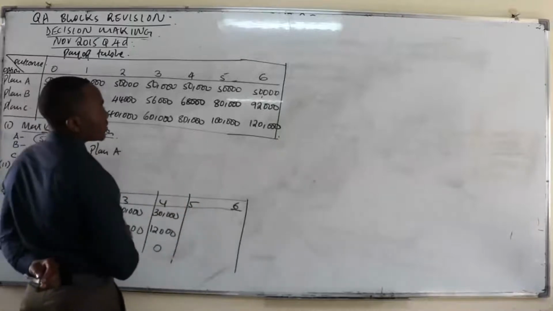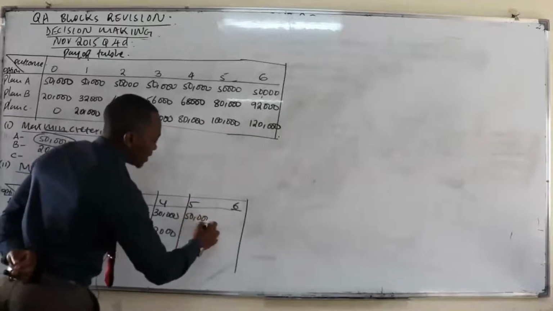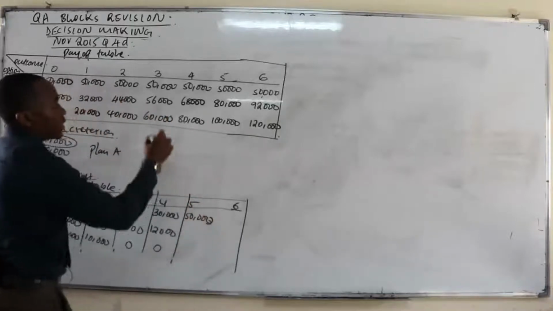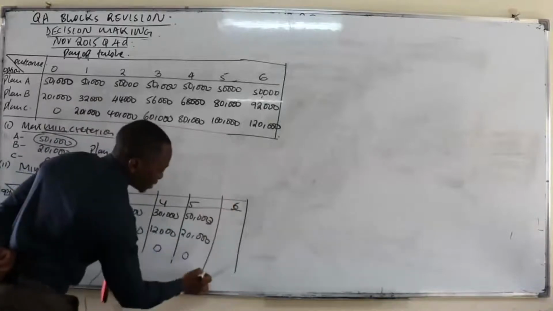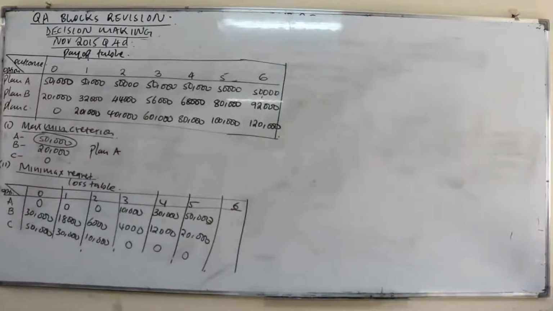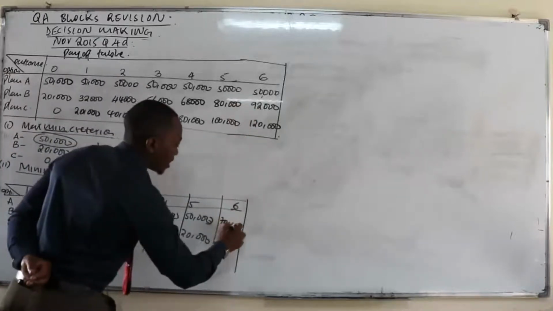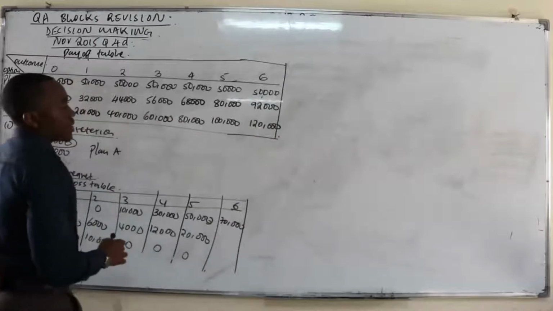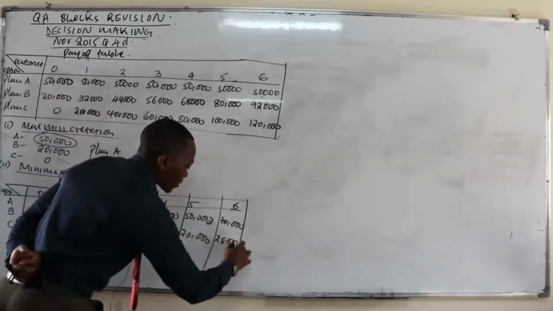If you sell 5 houses, the maximum is 100. 100 minus 50, you get 50. You get 20. And you get 0. If you sell 6 houses, the maximum is 120. 120 minus 50, you get 70,000. 120 minus 92, you get 28. And then you get 0.